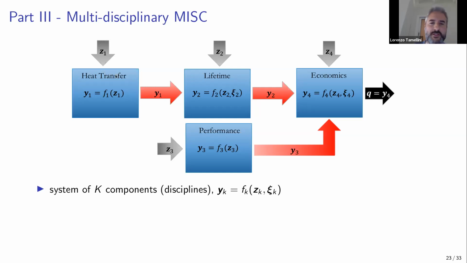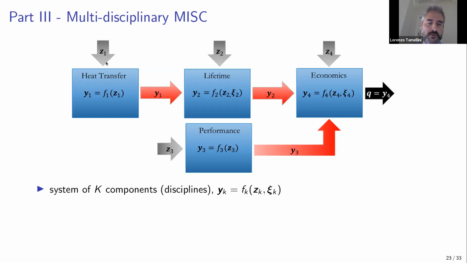So what is a multidisciplinary system? For instance, this is a multidisciplinary system. We have 4 models that are coupled. This is an economics model, and a model for the performance of a gas turbine. Then the heat transfer: there's a turbine blade that gets deteriorated due to the heat generated in the turbine. The heat impacts the lifetime. The lifetime impacts the economics, and the economics is also impacted by the performance.